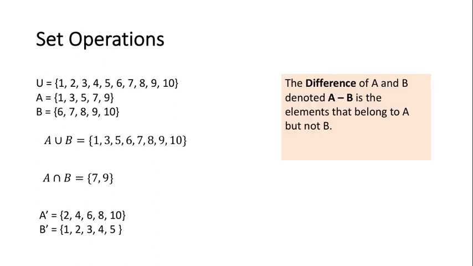Okay, a new concept is this idea of the difference of A and B. The difference is those elements that belong to A but are not in B. So A minus B. Look at set A, look at set B, take all the elements that are in A but not in B. So A minus B would be just those elements 1, 3, and 5. We take out 7 and 9 because they're in B. B minus A would be different, wouldn't it? So B minus A, we're going to take out all those elements that are in A, keep the ones in B, which would be 6, 8, and 10.